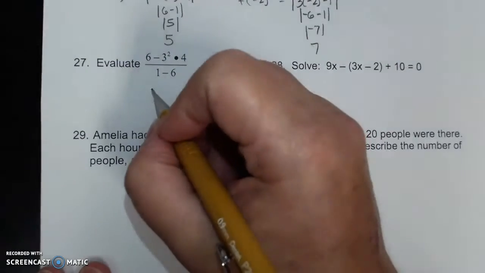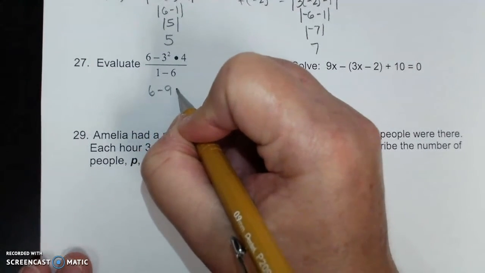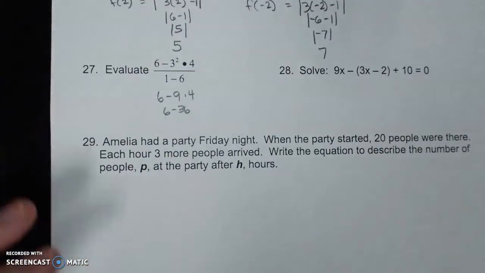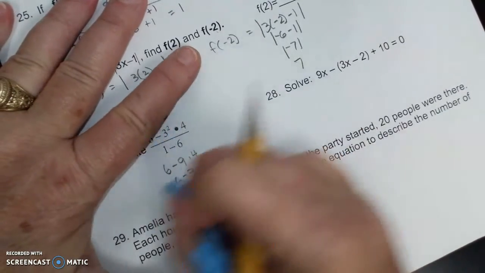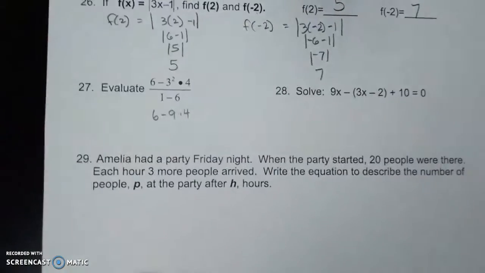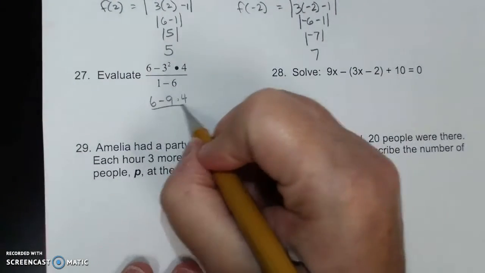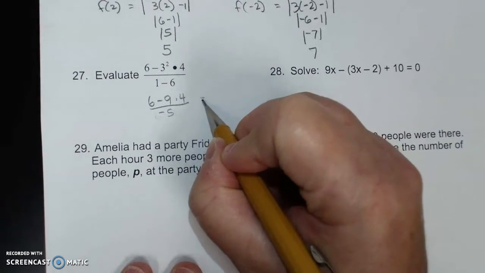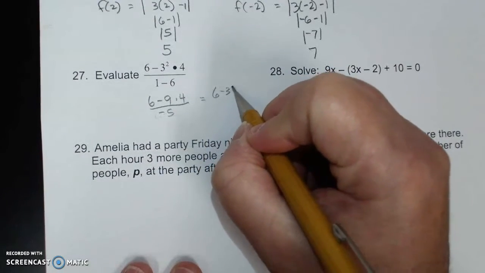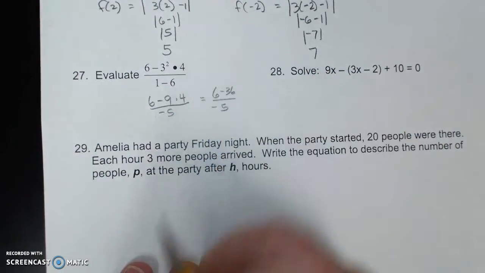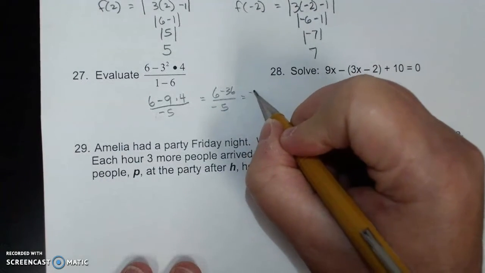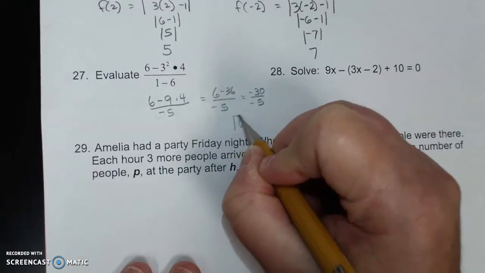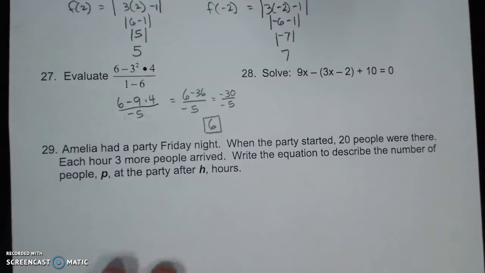Order of operations, 6 minus 9 times 4, 6 minus 36. Ooh, sorry, didn't do my denominator. Let me start that one over. Okay, take care of the numerator, take care of the denominator. Next step would be 6 minus 36 over negative 5. Next step would be negative 30 over negative 5. Negative divided by negative is a positive, so your answer is 6.